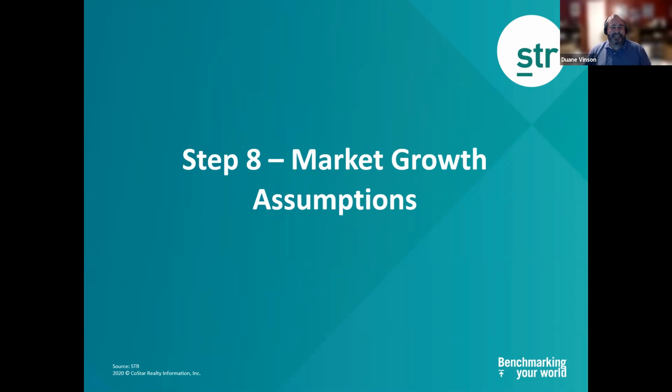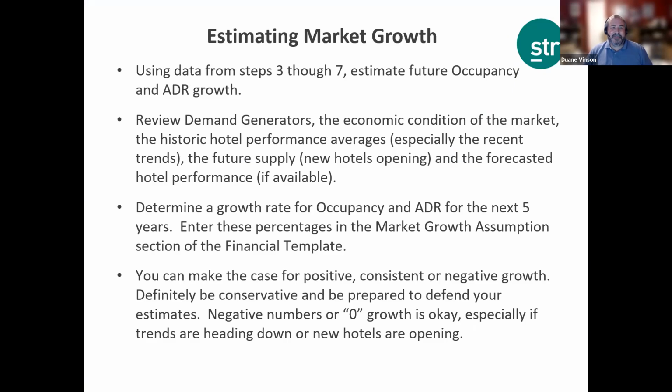Okay. Step 8, market growth assumptions. So using data from steps 3 through 7, we want to estimate the future occupancy and ADR growth. We're going to review our demand generators. We're going to determine a growth rate for occupancy and ADR for the next 5 years. And then you can make the case for a positive, consistent, or negative growth. Definitely want to be conservative in this area.